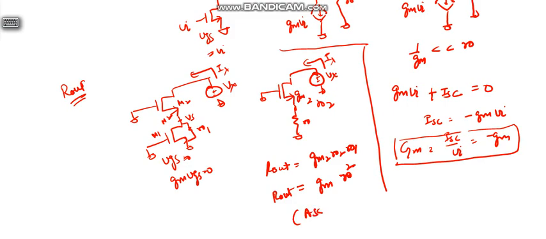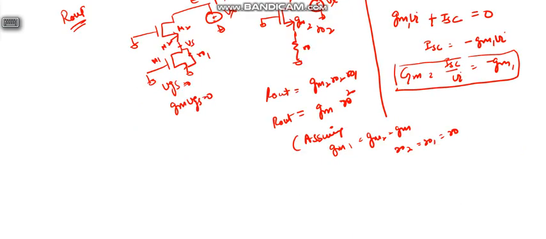Assuming Gm1 equals Gm2 equals Gm, and Ro2 equals Ro1 equals Ro. So this is our assumption. Now, this is our output resistance.